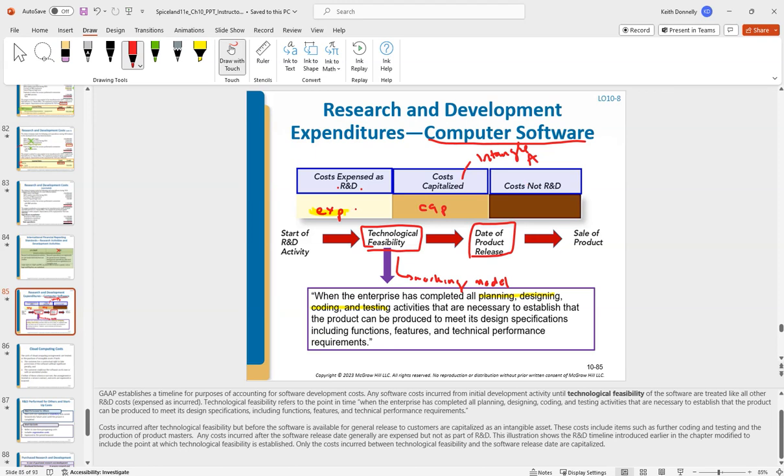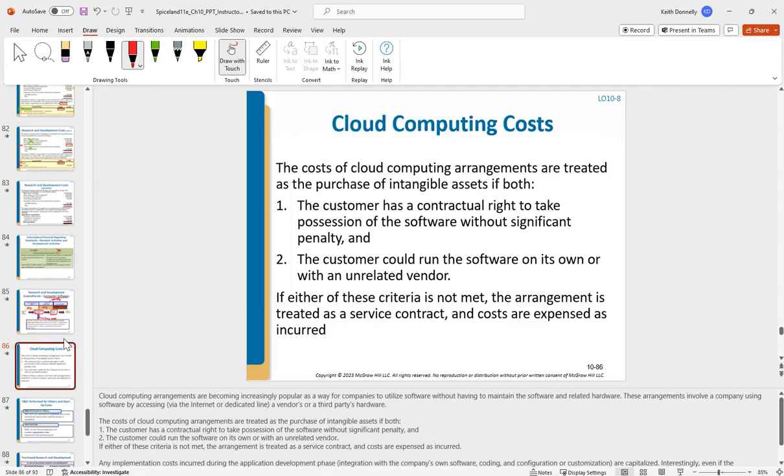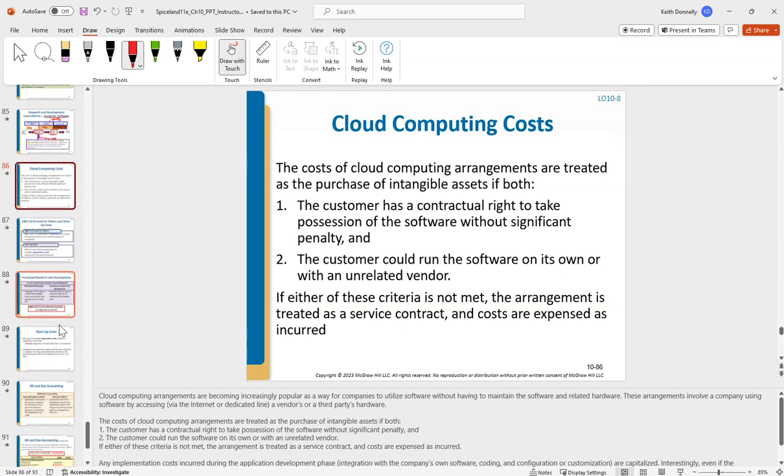You only have R&D until you hit technological feasibility. Any cost after that, you're still going to expense as a general rule, maybe as a selling expense or administrative expense, but they're not R&D. The big thing here for computer software is technological feasibility. That is a line of demarcation: expense, then capitalize. And whenever you release the product, that's a second line of demarcation. Cloud computing, you can read that, look at it.